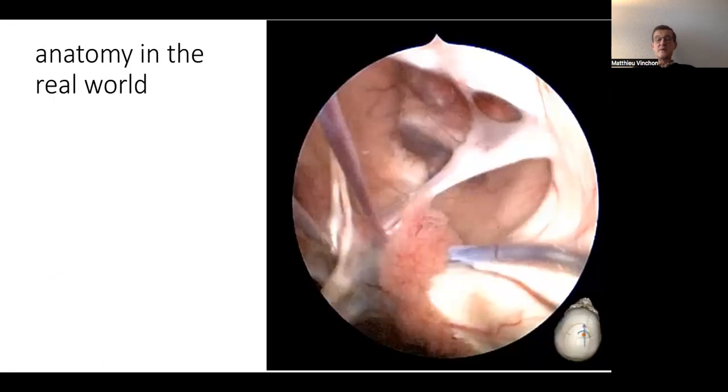And in the real world, you have some very disturbed anatomy, so you have to take the landmarks and start with a very specific anatomy, which is the vein.